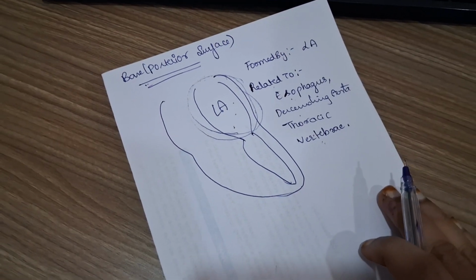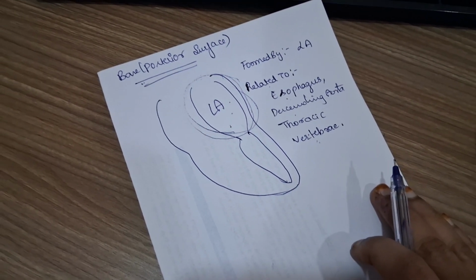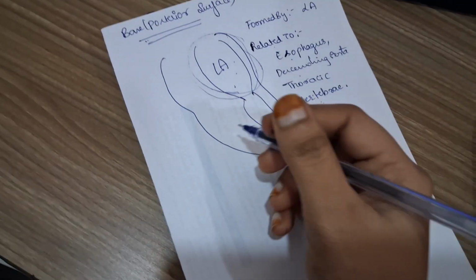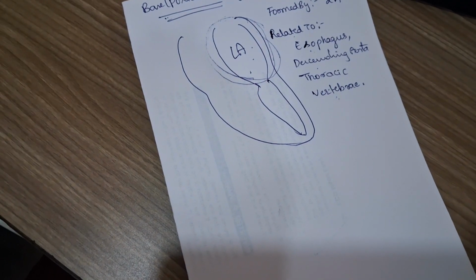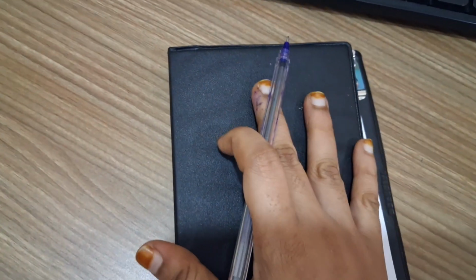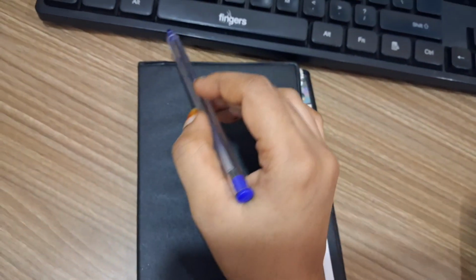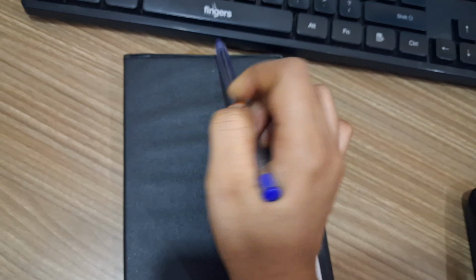So 5 surfaces are over. Let's move towards the borders of the heart. Borders of the heart. As I said before, when you assume some object, this is called the surface and this is called the border. This lining is called the border.